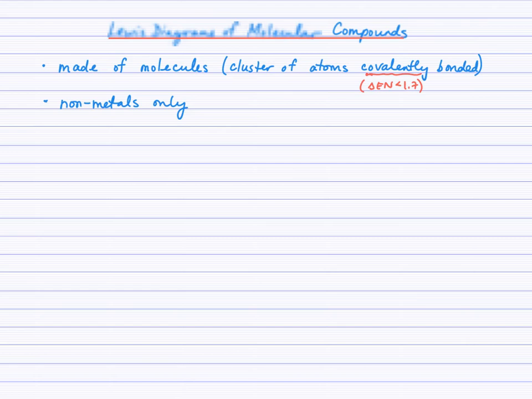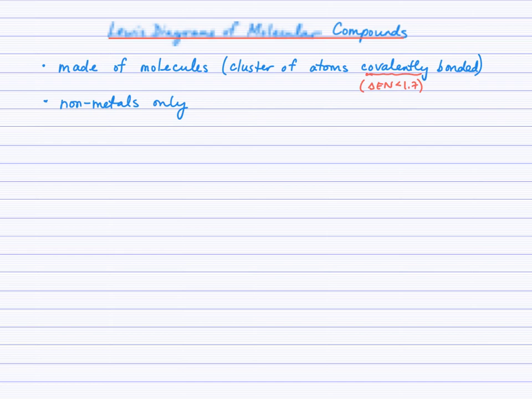Okay, Lewis diagrams of molecular compounds. Molecular compounds, as the title suggests, are made of molecules. So just to refresh, molecules are a group of atoms or a cluster of atoms bonded together. Now, you will find that those are covalent bonds, the electronegativity differences being less than 1.7.